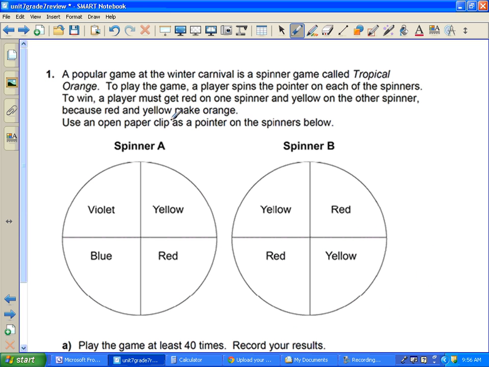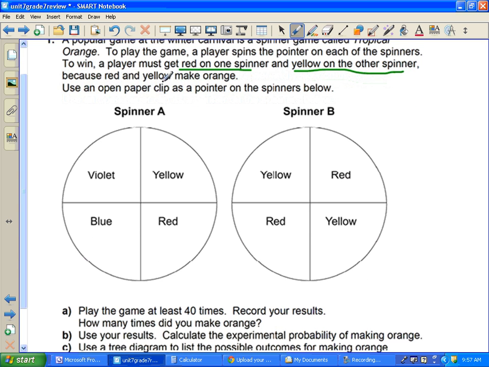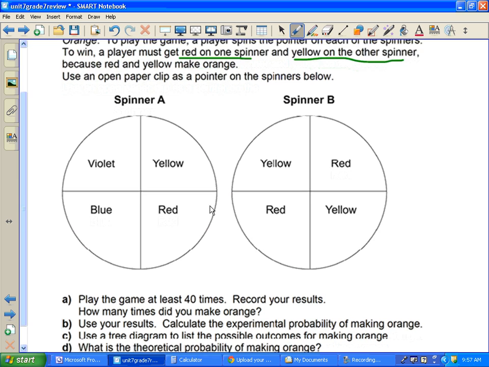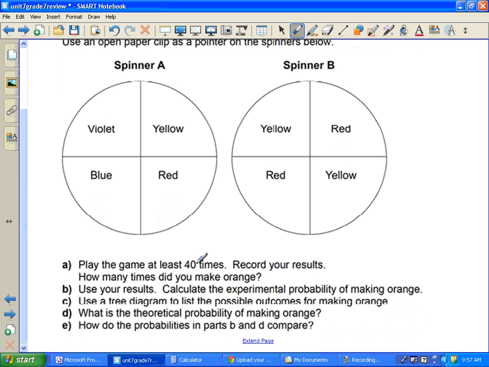It says a popular game at a winter carnival is a spinner game called Tropical Orange. To play the game, a player spins the pointer on each of the spinners. So here's your two spinners. A player must get red on one spinner and yellow on the other spinner, because red and yellow make orange. Okay? So we're going to play the game at least 40 times and record your results.